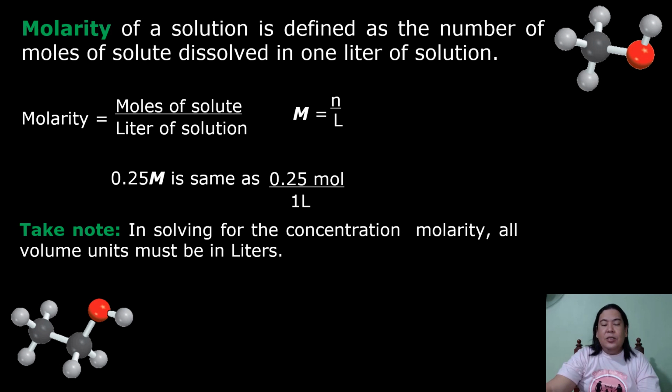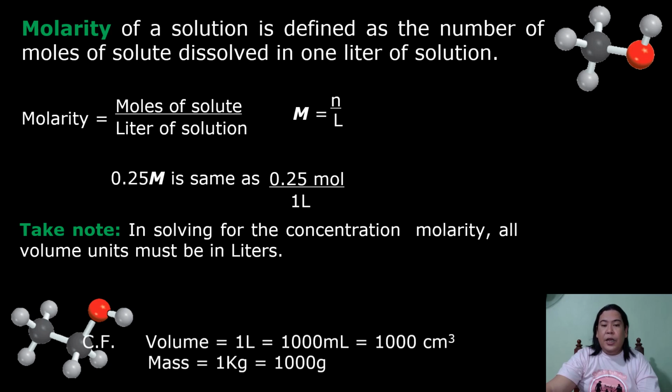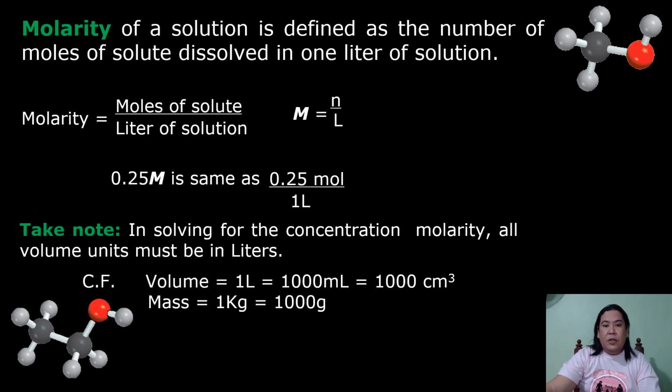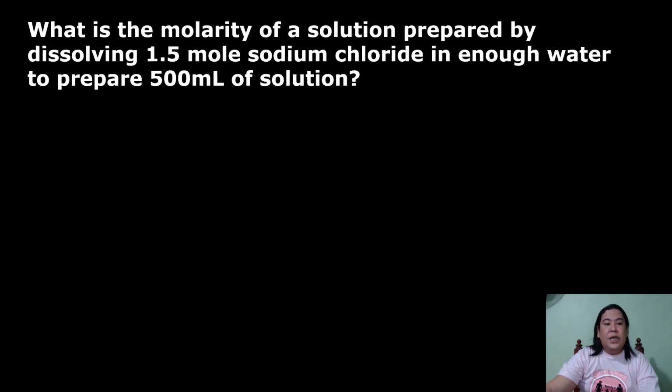Okay, and then take note, in solving for the concentration in molarity, all volume units should be converted first in liters before you use the equation M is equal to N over L. So I have here the conversion factor and how to convert volume units. Okay, so for every 1 liter, there is 1,000 ml, and that is equivalent also to 1,000 cubic centimeter. Just in case you need the unit for mass, I have also here the conversion factor being used in converting the mass unit.